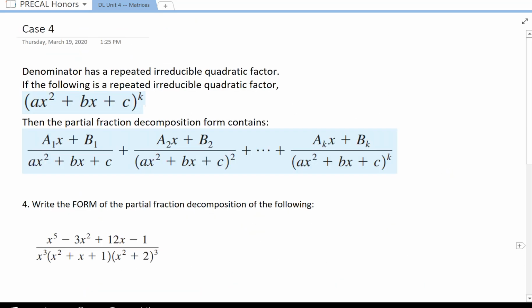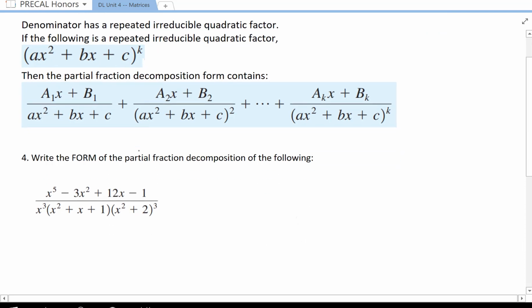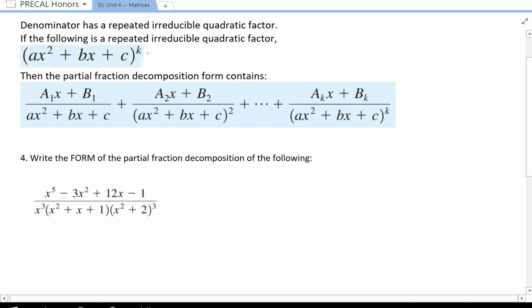Okay, the denominator has repeated irreducible quadratic factors. If it does, you kind of have to do it like the linear one, where if it's to the power of k, you go from 1, 2, 3, and so on, up to k. Ooh, that was a weird way of saying it, sorry. Okay, so the instructions here would be: write the form of the partial fraction decomposition. All right, let's go. The denominator is already factored for us.